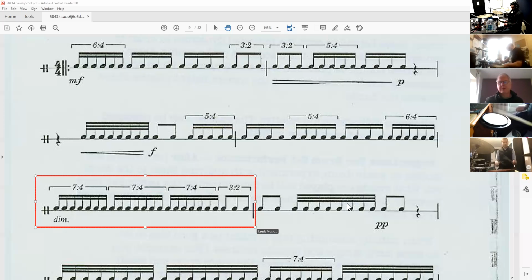One and the get a two, and the get a three, and the get a four, and the one, two, three, four. One and the get a two, and the get a three, and the get a four, and the one, two, and go. One and the get a two, and the get a three, and the get a four, and the one.